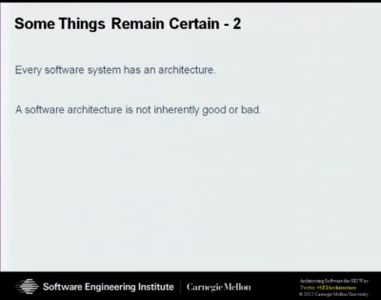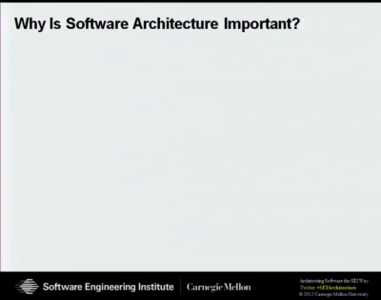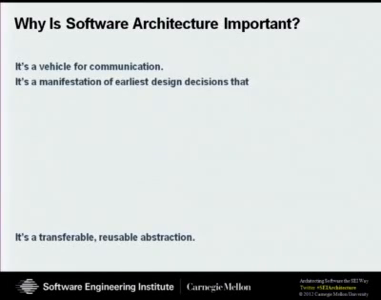So at the SEI and SEI methods, we typically start with stakeholders, stakeholder business goals and objectives, or a lot of times mission goals and objectives if we're working with government projects. Excuse me. Why is software architecture important?